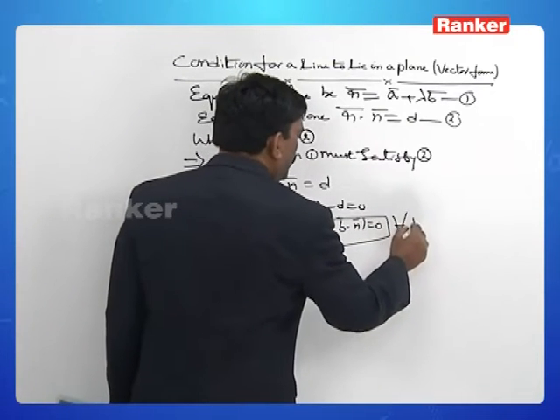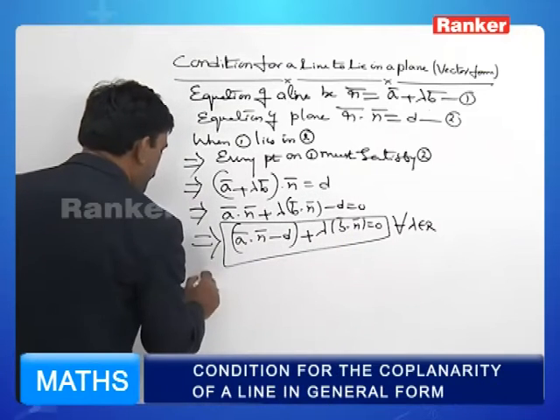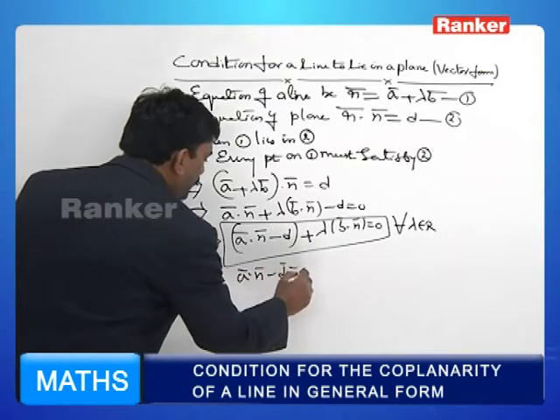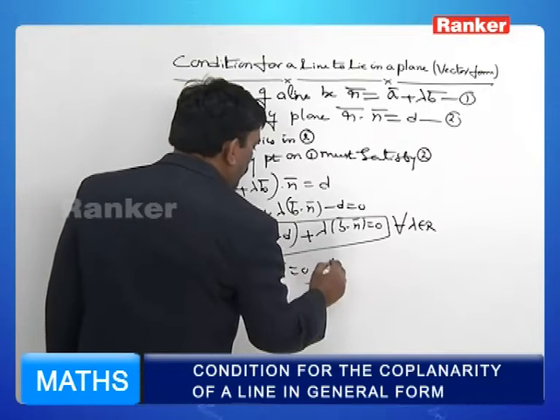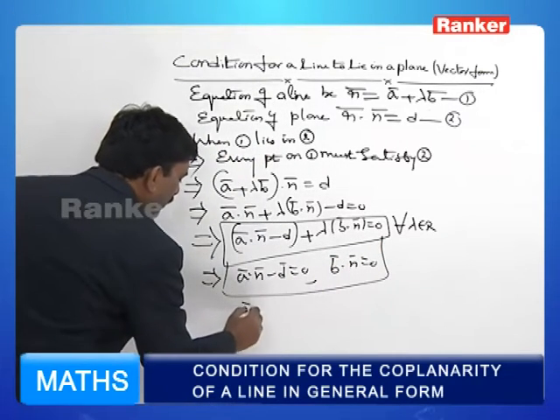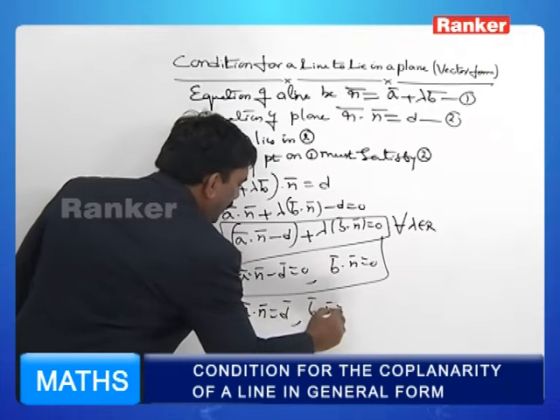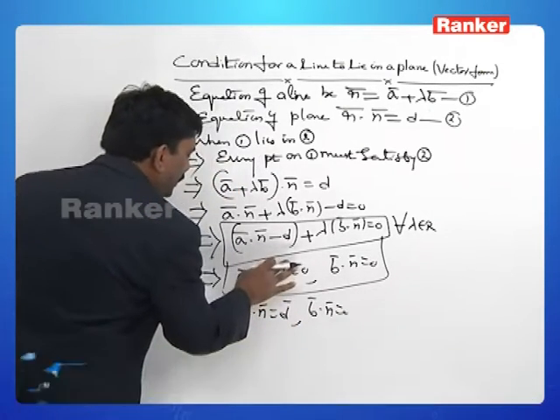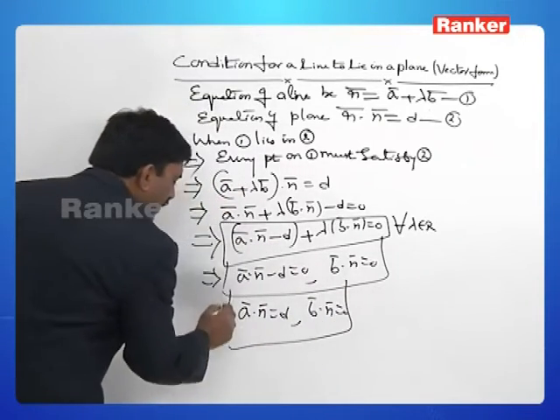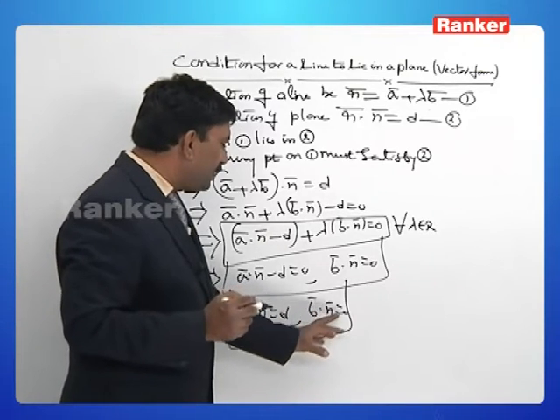Where lambda is a scalar. For all lambda, you can compare the coefficients. You can write a bar dot n bar minus d is equal to 0 and b bar dot n bar is equal to 0, right? Now it's not d bar, it's d. So therefore, now this is the condition: a bar dot n bar is equal to d, b bar dot n bar is equal to what?